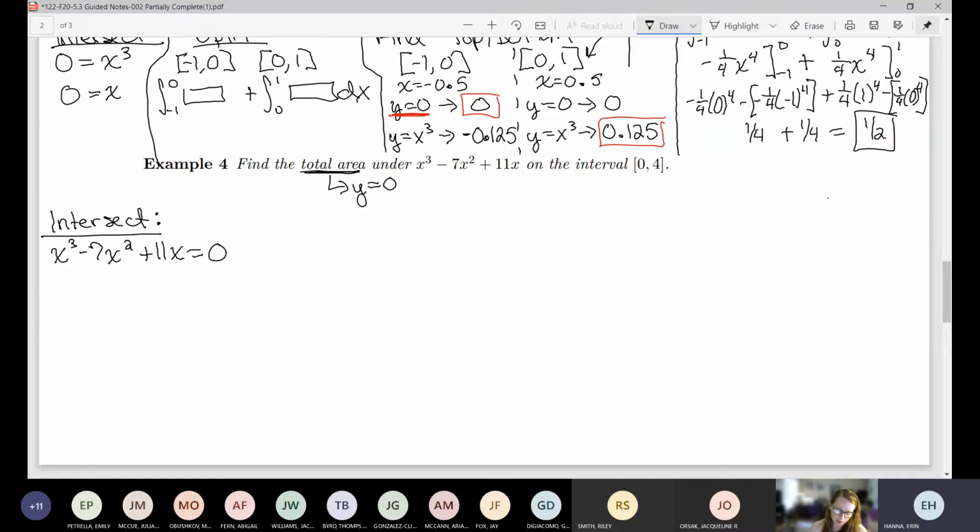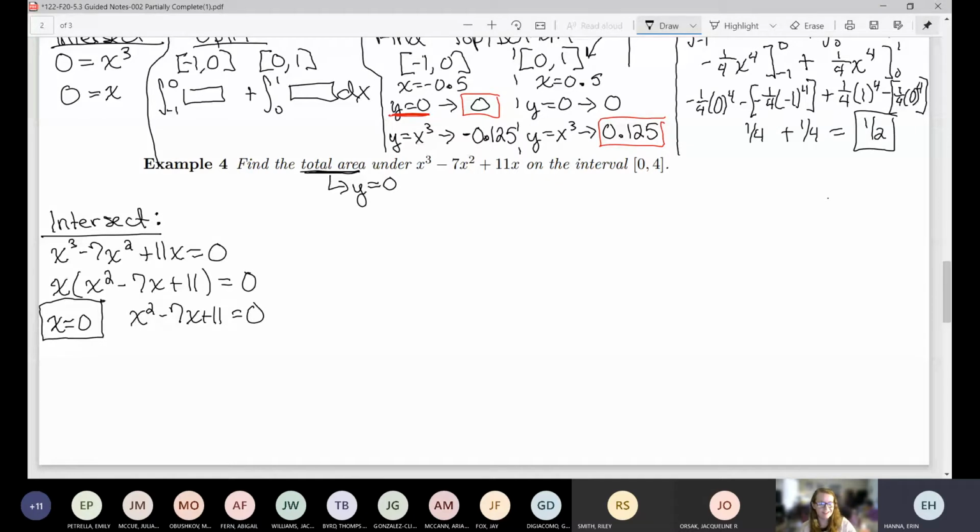All of those terms have an x in them, so we can pull the x out. So we'll get x times the quantity x squared minus 7x plus 11 equals 0. So essentially either x equals 0 or that quadratic equals 0. Now, let me box this before we forget about it. That means x equals 0, and now we need to figure out what the other two give us.